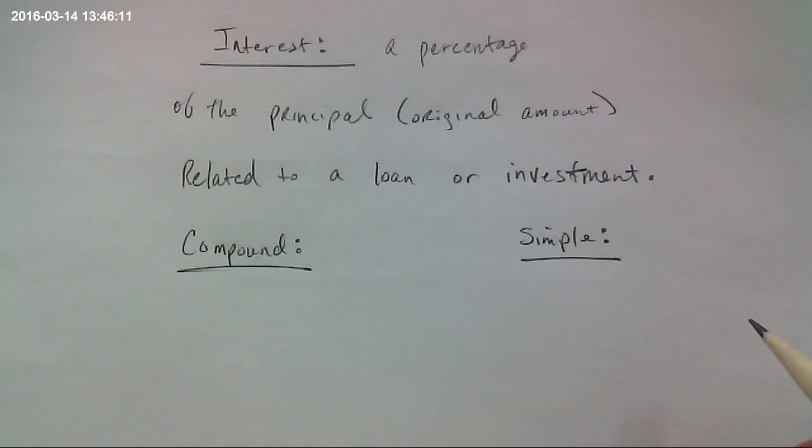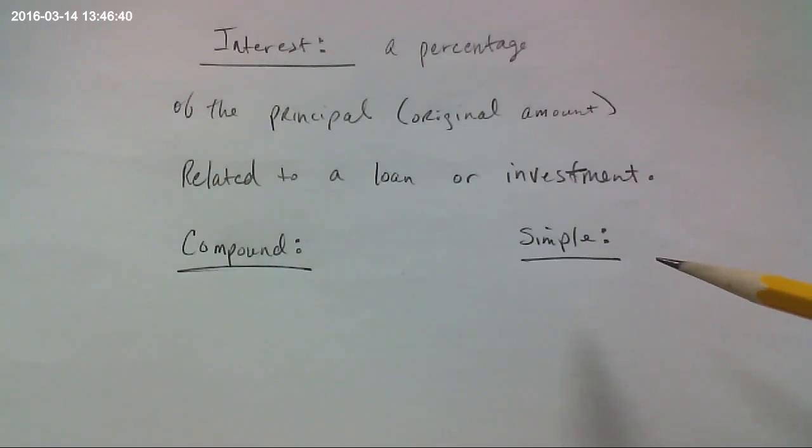Compound is 2 or more, simple is 10. No, actually it's not. I guess compound would be like interest built up upon the principal and it keeps on adding. Dang, that's good. So simple interest, you make the same amount of interest no matter how many years it takes.